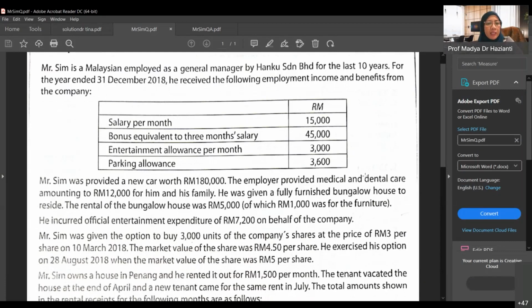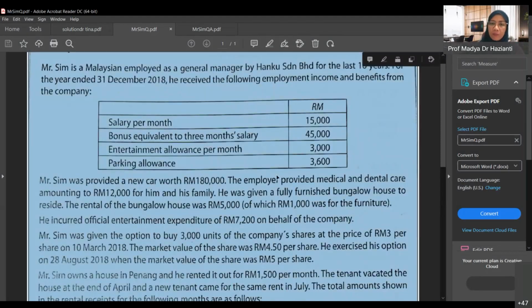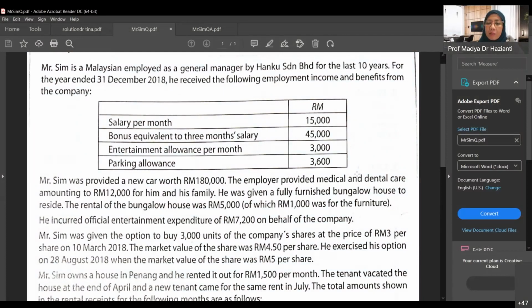Employer provided medical and dental amounting to 12,000 for him and his family. Okay, ini kita tahu medical and dental exempted, so tak ada kena bayar cukai for this one, 12,000 ni. So from here whatever you have been presented ni, you tengoklah apa benda yang nak kena masuk dalam kita punya calculation. Right, so 12,000 tak ada. He was given a fully furnished bungalow house. Okay, keyword dekat sini is fully furnished to reside. Okay, the rental of the bungalow house was 5,000.